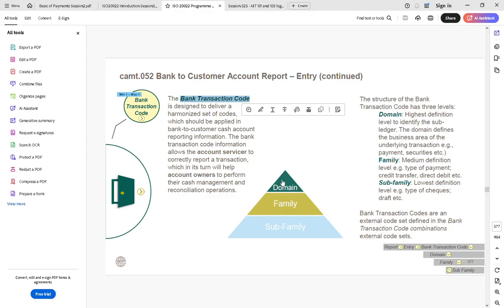Okay, bank transaction code is a mandatory field here. Bank transaction code, in the bank to customer account report, entry, continued: bank transaction code. So I give this to you, at least take the reference of this while reading. Bank transaction code.